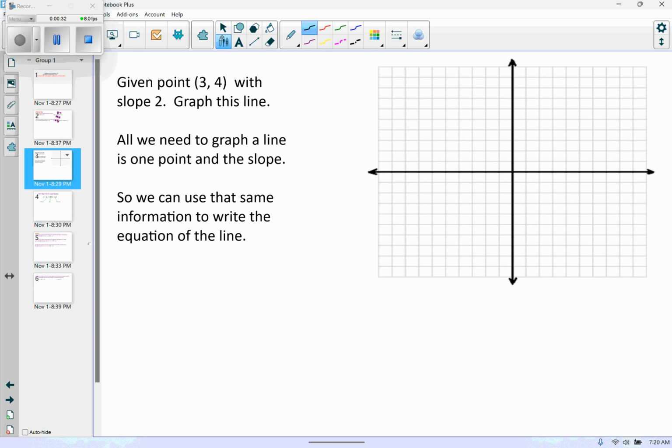So make sure you take really good notes on this. So this first problem, in the very first, it says, given the point 3 comma 4 with a slope 2, graph the line. Okay, so let's plot the point 3 comma 4 first.